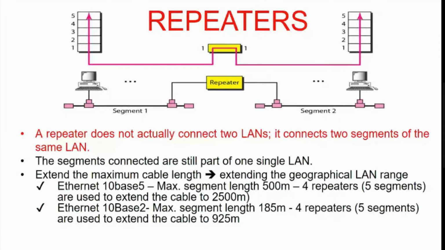Two types of repeaters are here. The first one, 10Base5. The maximum length is 500 meters, and we can extend the corresponding LAN cable up to 2500 meters.